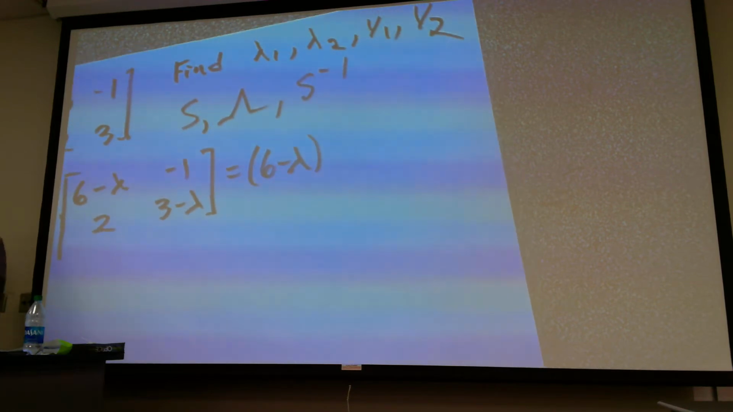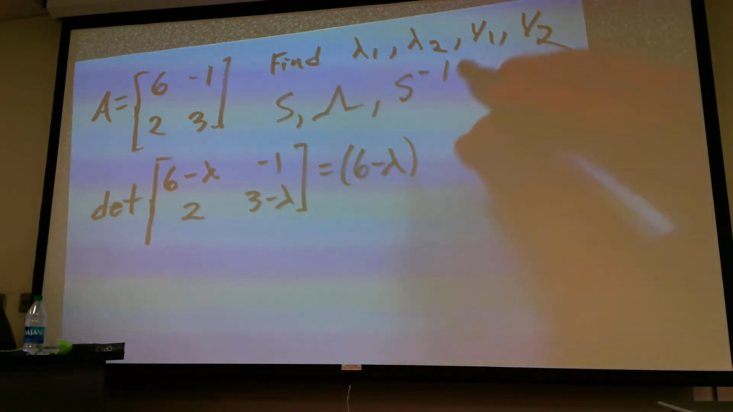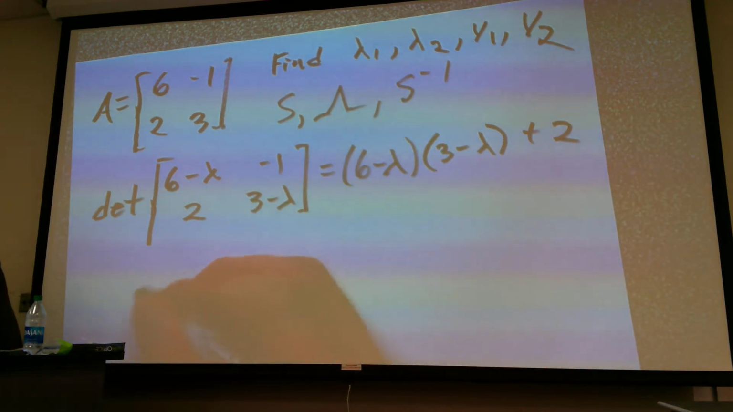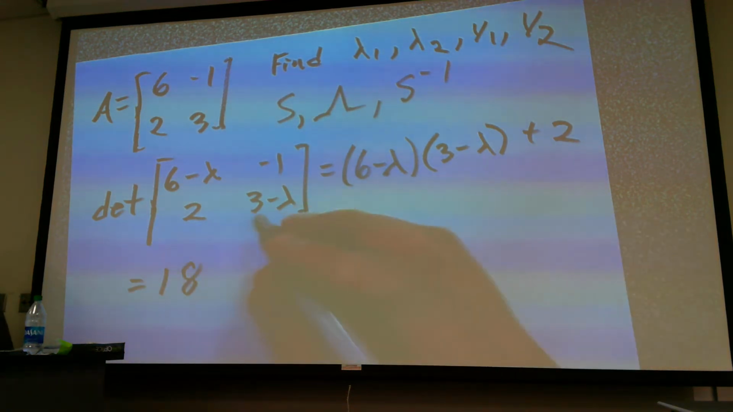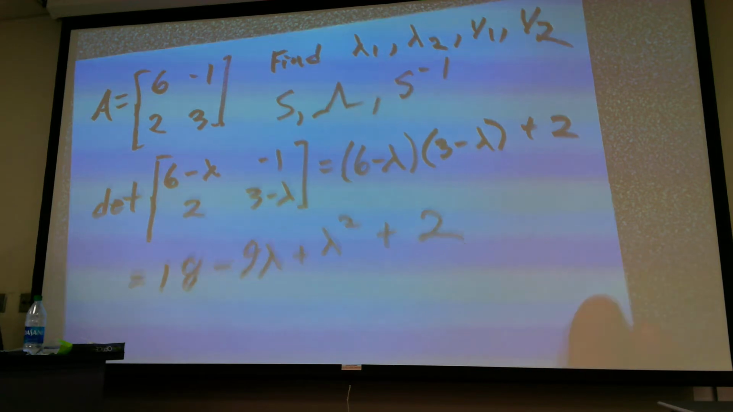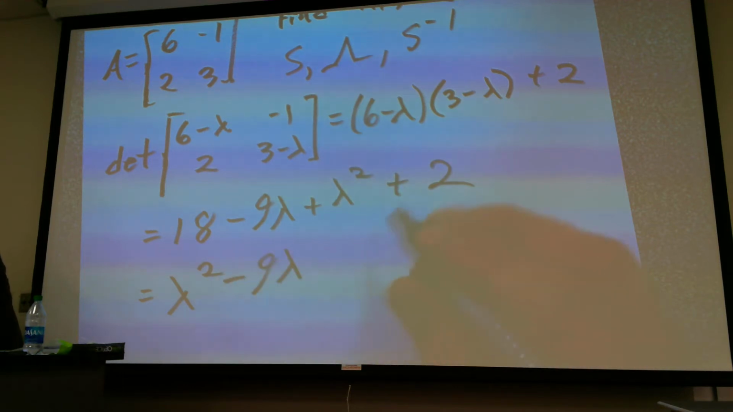The first thing to do is take the determinant of A minus lambda I. So that's 6 minus lambda times 3 minus lambda, and then plus 2. That would equal 18, then negative 3 lambda, negative 6 lambda is negative 9 lambda, plus lambda squared, and plus 2. That doesn't have the prettiest picture, so we'll reorder it: lambda squared minus 9 lambda, and then plus 20.